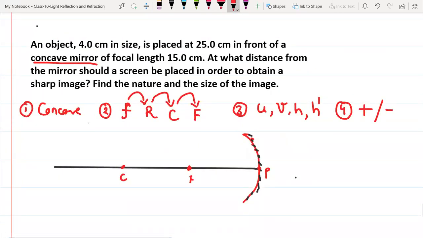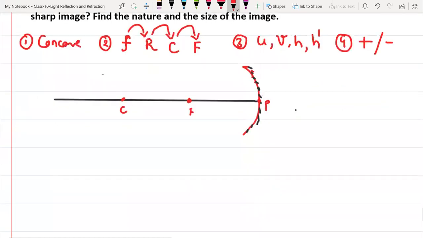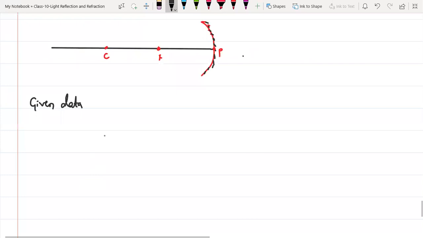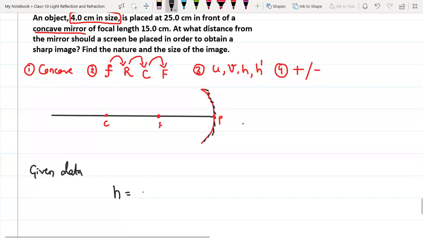Now let us see that one. First what I told, you have to check whether it is concave or convex. Yes, it is concave mirror. Yes, we have drawn a diagram. And an object 4 centimeter in size. Guys, an object 4 centimeter in size means that is the height of the object. So given data: h is equal to height of the object is equal to 4 centimeter. First given data done.